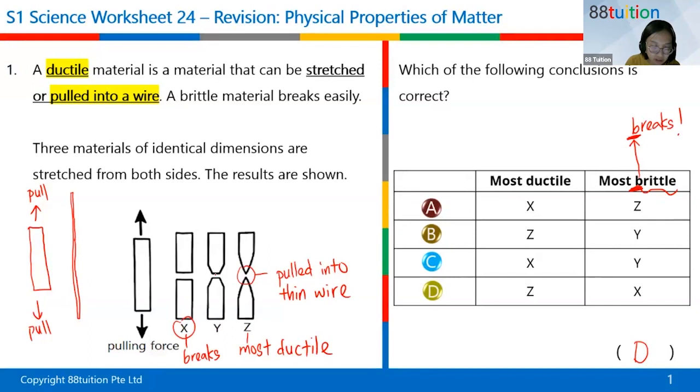Okay, because it doesn't even change its shape. It stays the same shape. That means it's going to break. So this one will be the most brittle. So X is actually the most brittle, meaning it breaks.